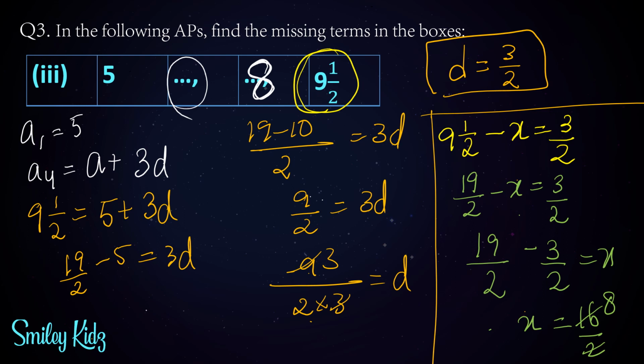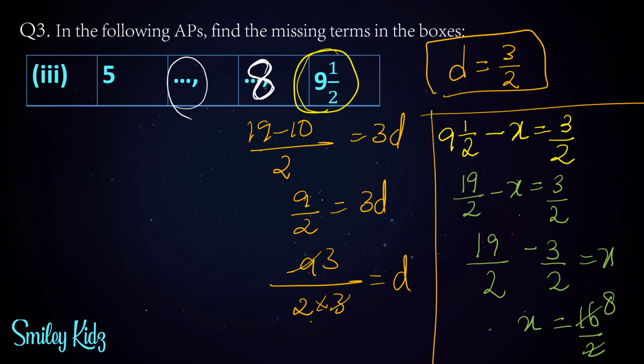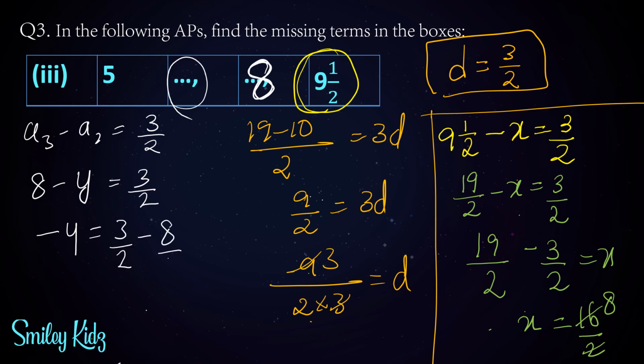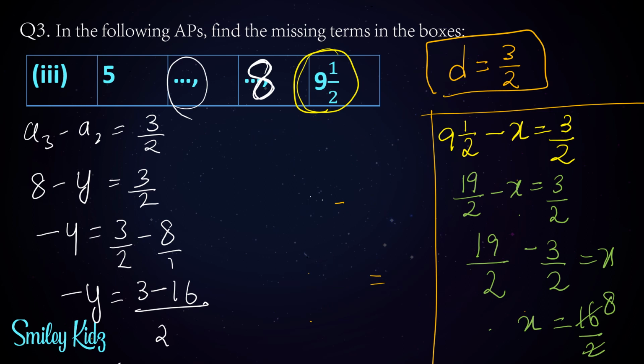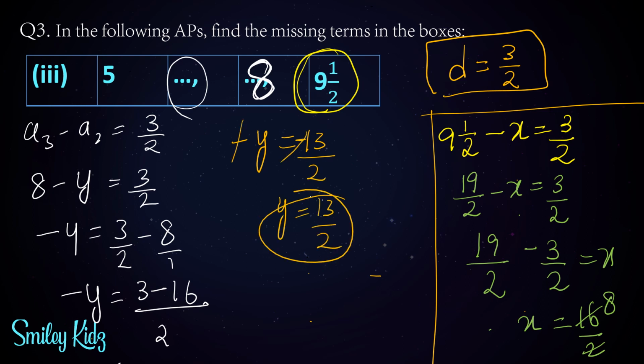That means the value over here is going to be 8. Now we're going to extract this value. How are we going to do that? The same procedure. So this turns out to be A3 minus A2 is equal to 3 upon 2. Right, so A3 minus A2 equals 3 upon 2. 8 minus y, let's suppose, is equal to 3 upon 2. So now, minus y is equal to 3 upon 2 minus 8. This turns out to be minus y is equal to 3 minus 16 upon 2. On further simplification, we get minus y is equal to minus 13 upon 2. Now, what is the value of y? The value of y is 13 upon 2. And the missing value over here is also 13 upon 2. So what are the two missing values? The two missing values are 13 upon 2 and 8.